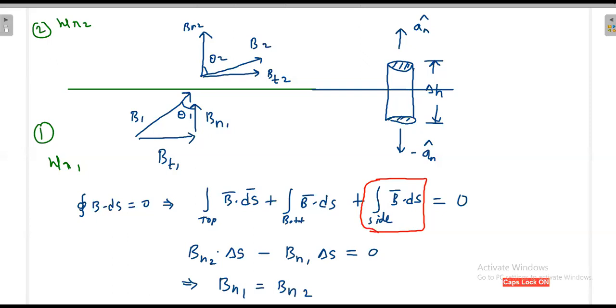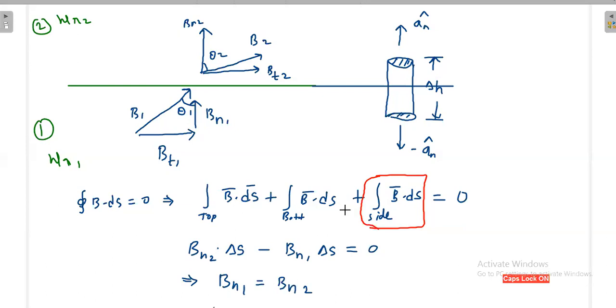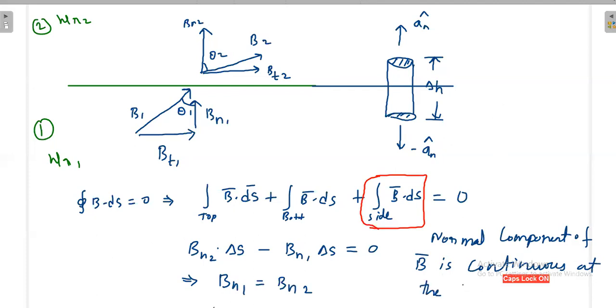Bn1 is equal to Bn2. Then what is the meaning of that? The normal component of magnetic flux density is continuous at the boundary. Okay, I'll note down here. So please note down the conclusion of this: the normal component of B is continuous at the boundary.